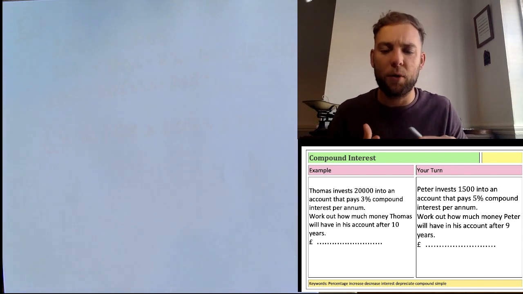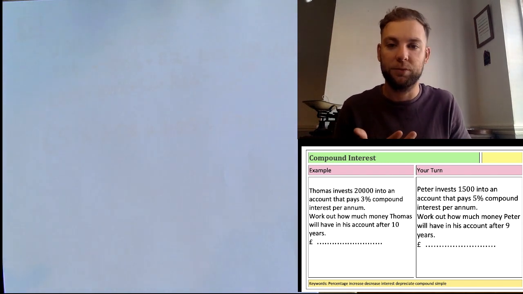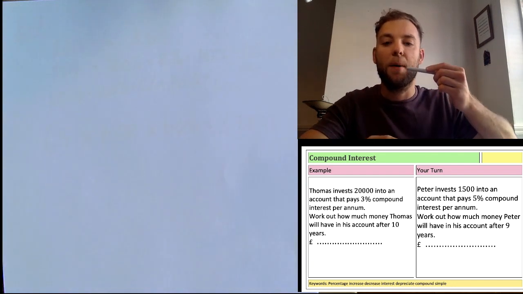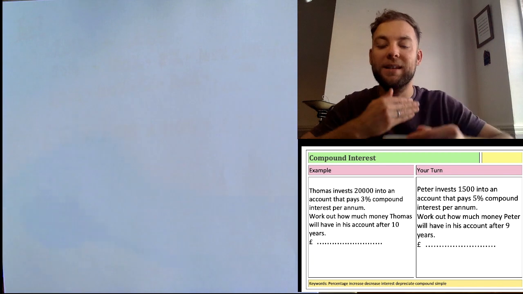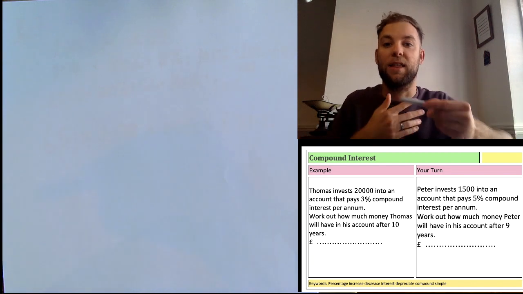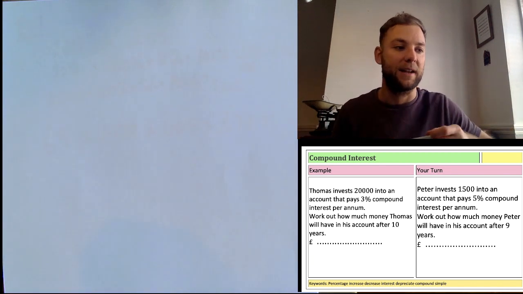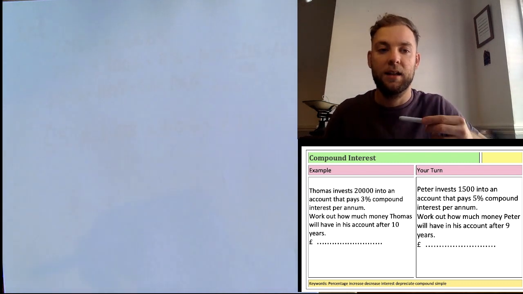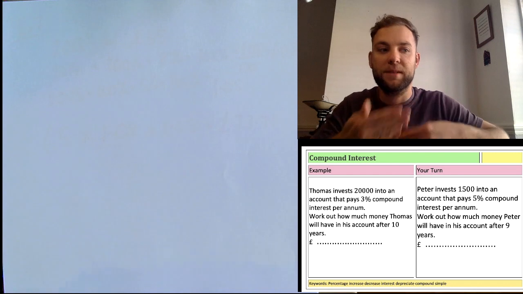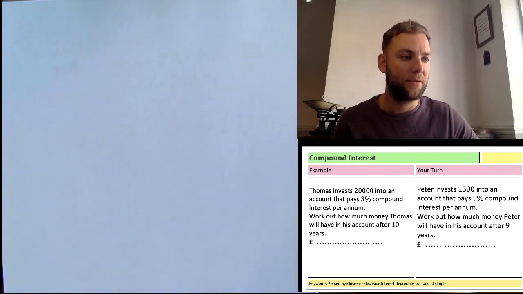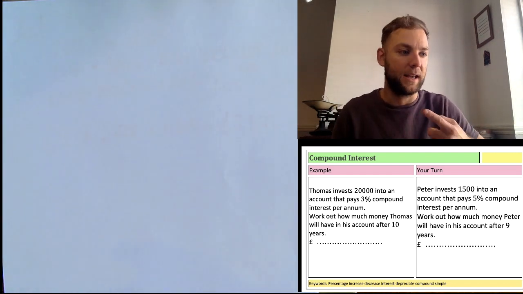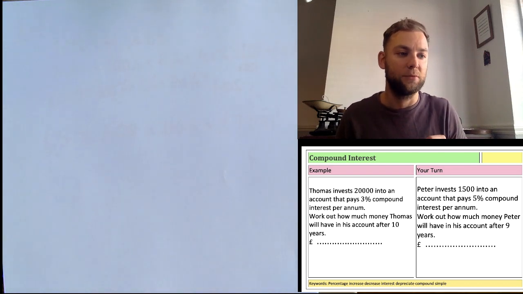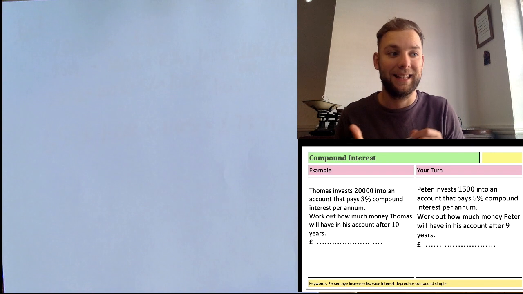Now, let's just think about what those mean. Compound interest means that you're getting a percentage increase of 3% every single year. So you're getting 3%, 3%, 3%, 3%. Per annum means per year. Compound means you're getting that extra 3% every single time. So we're getting 3% every single year. Work out how much money Tom will have in his account after 10 years.